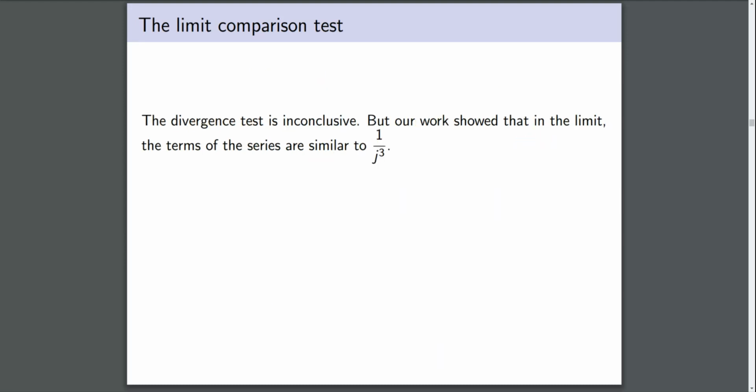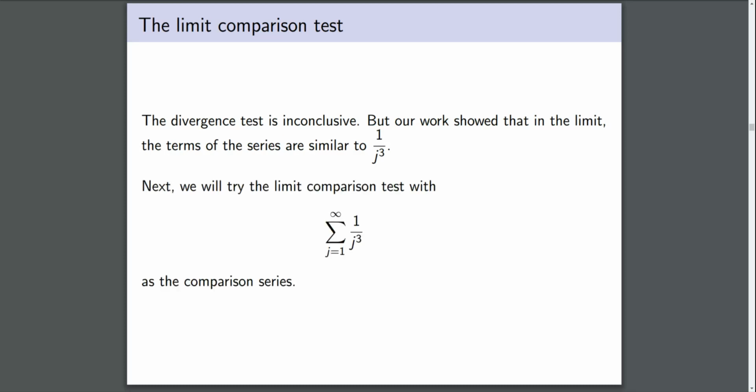That's the result of the divergence test. If that limit is 0, then it's inconclusive. But notice that along the way, our very last step, we showed that the terms of this series are similar to 1 over j cubed in the limit as j goes to infinity. That was my last step on the slide before this one. So that gives us the series that we're going to use to set up the limit comparison test. I'm going to use the summation from 1 to infinity of 1 over j cubed, and I'm going to put that into the limit comparison test as my comparison series.